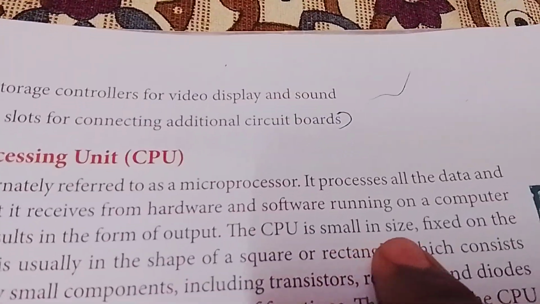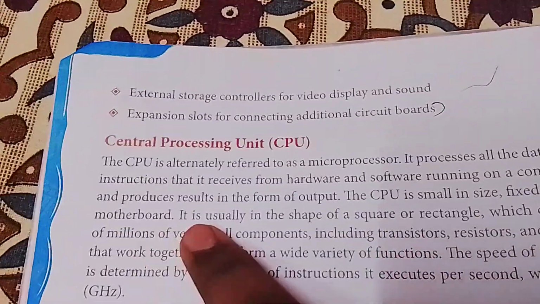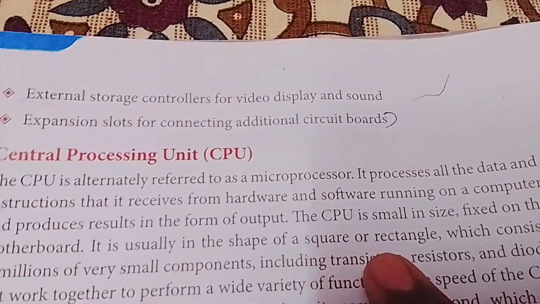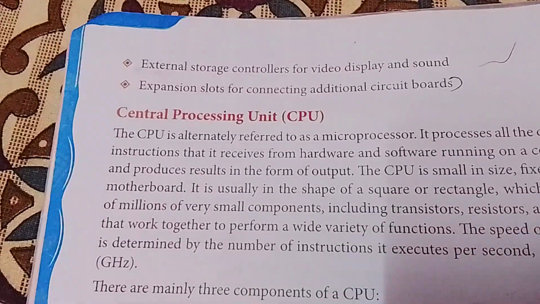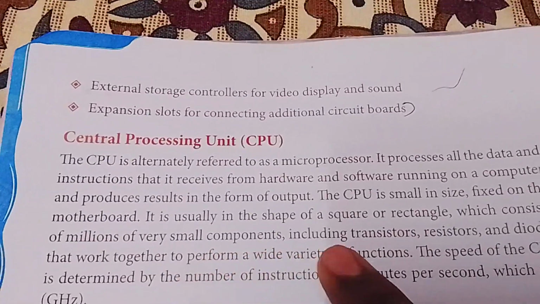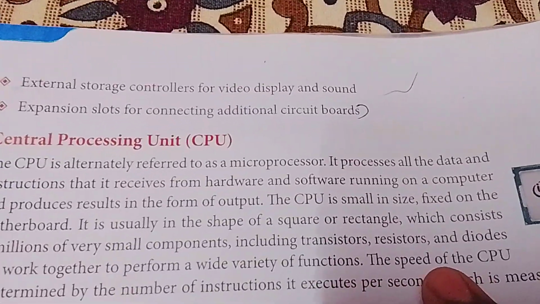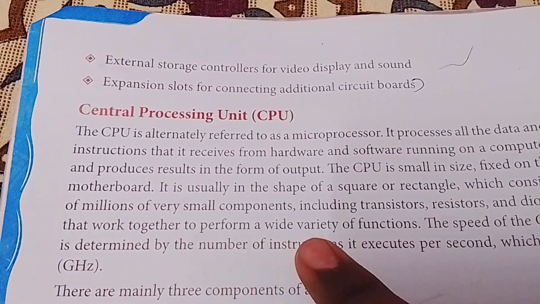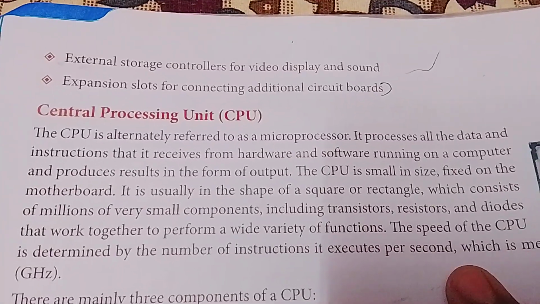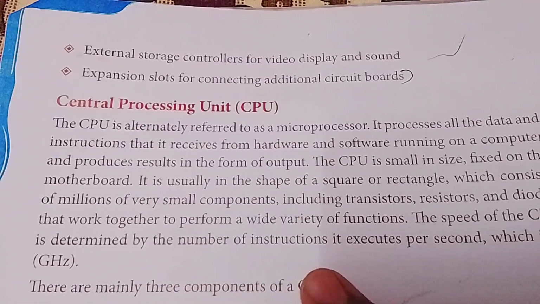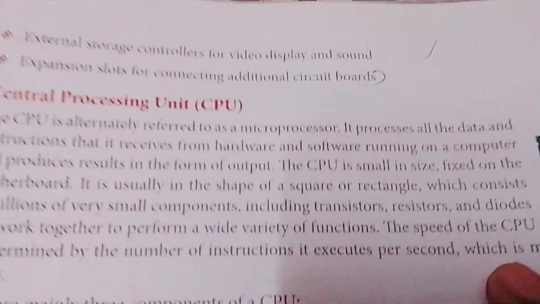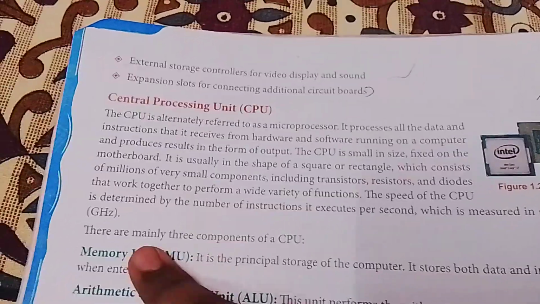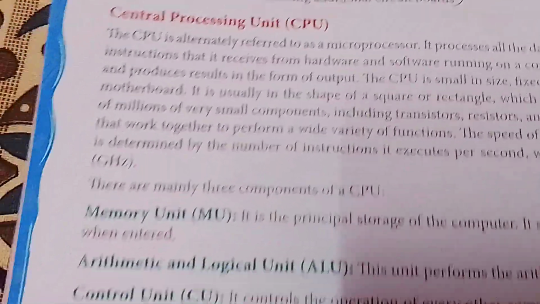The CPU is small in size and fixed on the motherboard. It is usually in the shape of a square or rectangle, which consists of millions of very small components, including transistors, resistors, and diodes that work together to perform a wide variety of functions. The speed of the CPU is determined by the number of instructions it executes per second, which is measured in gigahertz.